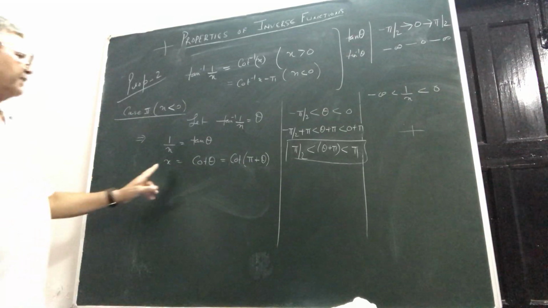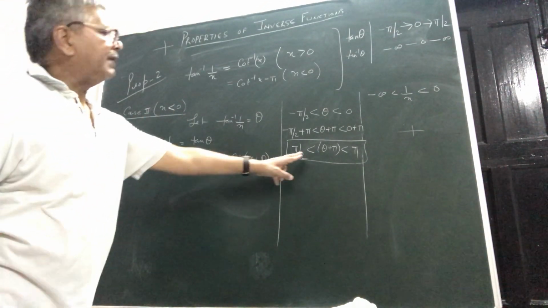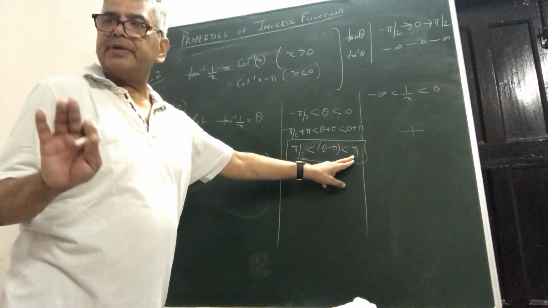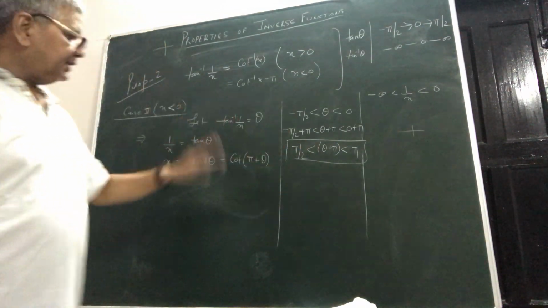So x is equal to cot(pi plus theta). Pi plus theta is lying between pi by 2 and pi, and that's why it works. The principal branch of cot is 0 to pi.